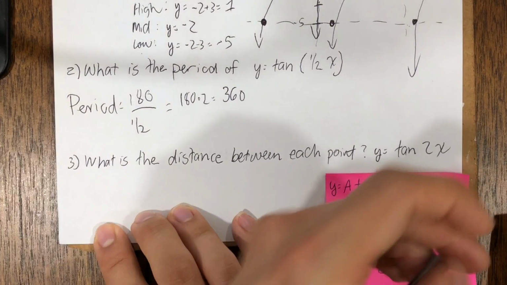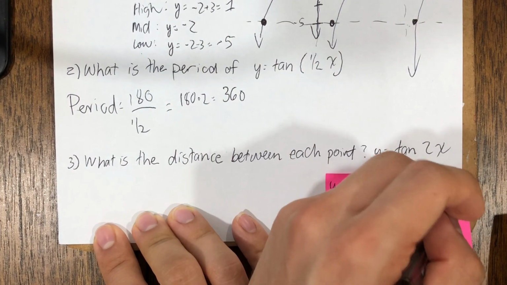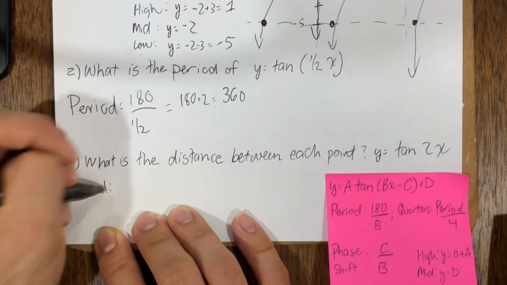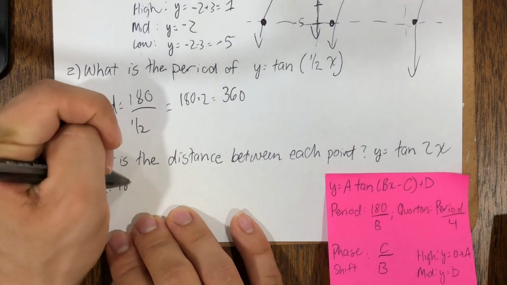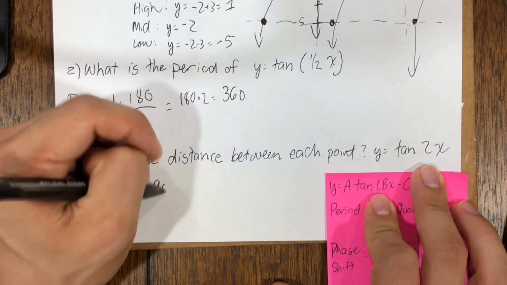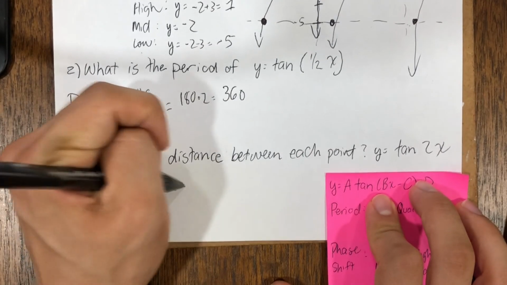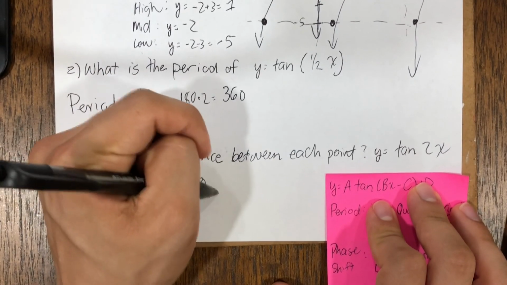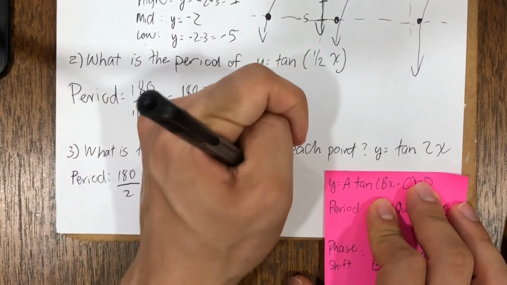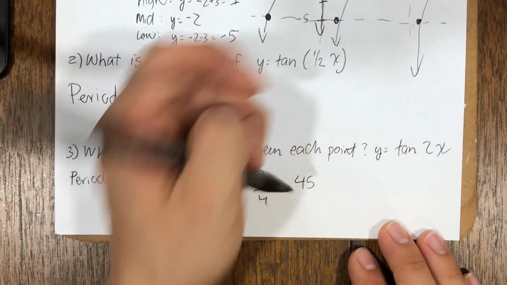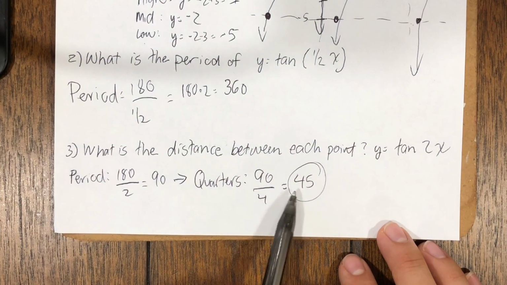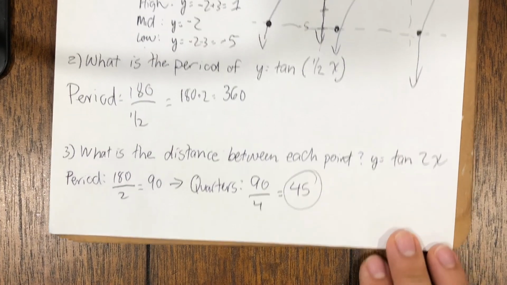So to calculate the quarters, we first have to figure out the period. So I'm going to figure out the period for this graph. We have 180 divided by b, and if we take a look, 2 is in the same spot as b. I end up with 90. So then I can figure out the quarters. I'm going to take 90 and divide that by 4, and I'm going to end up with 45. So the quarter, the distance between each point, is going to be 45 degrees. Okay?